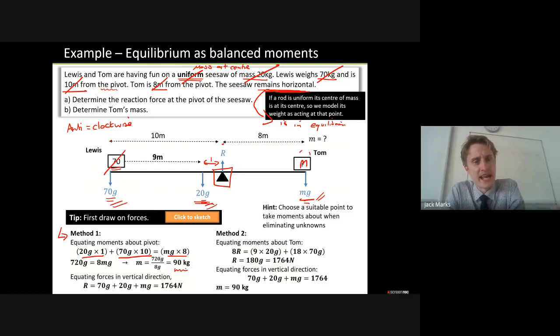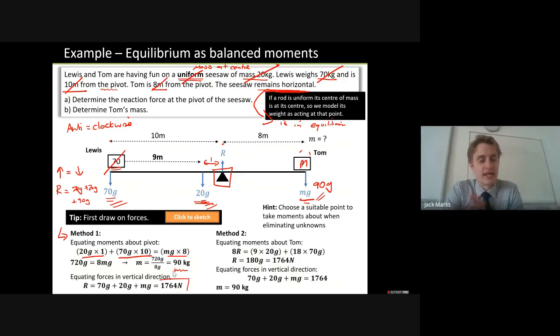Tom's mass should probably be the A question, and the reaction force should probably be the B question here, by the way. Okay? So you can get the mass there, and then what can you do at the end? Well, if you know that this is 90G, we said moments, that's one part of the question, but also up equals down. So what's up? Up is R. What's down? Down is 70G, 20G, and 90G. So it'll be 180G, which is the same as this number. So that's one way that you could have done it.